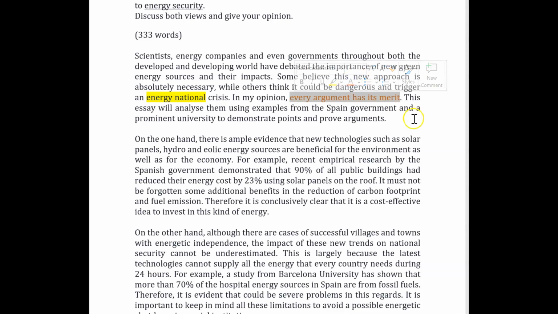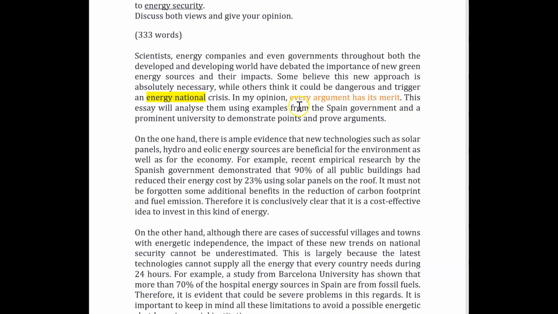Top tip, again: take a position. It is much easier to take a position. Every argument has its merit, but we have this word, wishy-washy. It's too vague. You don't have a long on this essay. Yes, it's great, or no, it's dangerous. Okay? Every essay, take a side, take an opinion. This essay will analyse them.